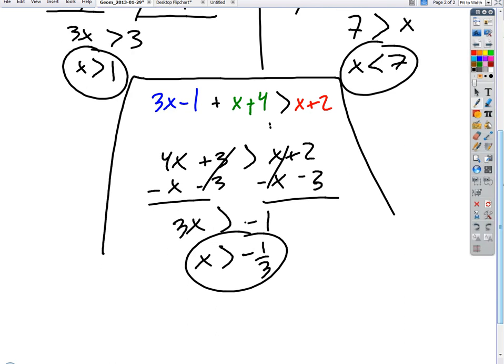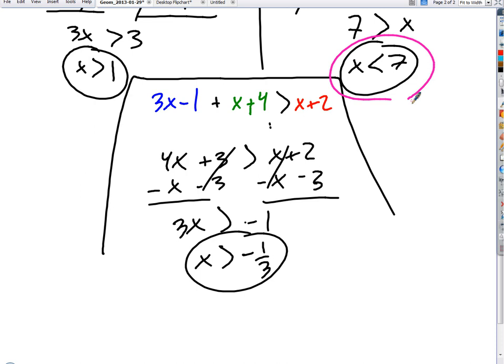Now let's look at these three restrictions, because I can only pick the values of x that survive all three of those at the same time, and meet all three of those restrictions simultaneously. So let's see, our numbers are x is greater than 1, x is greater than negative 1/3, and x is less than 7. Well, does it make sense that this one right here has to survive because it's the only upper constraint? Right, it's the only one that says x is less than something.